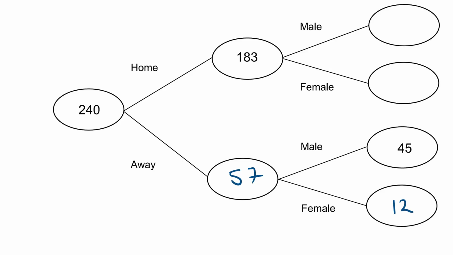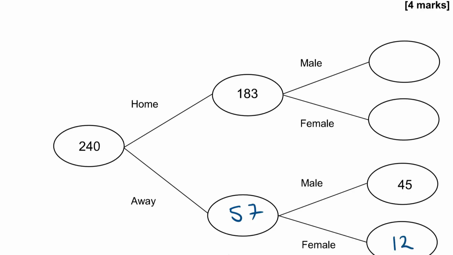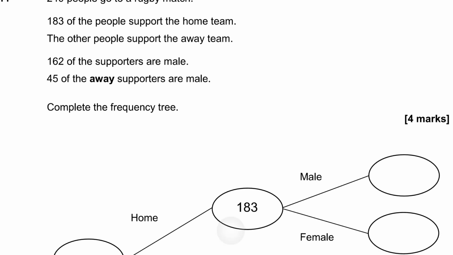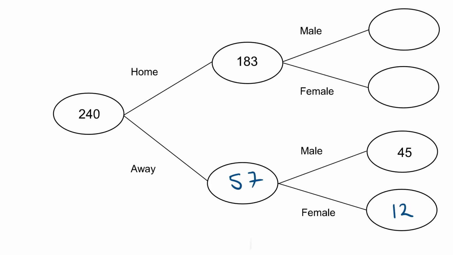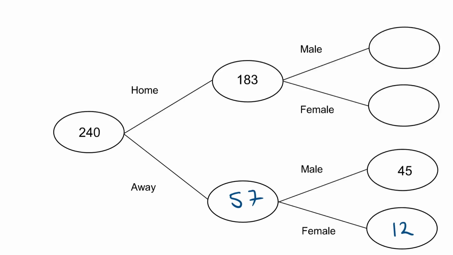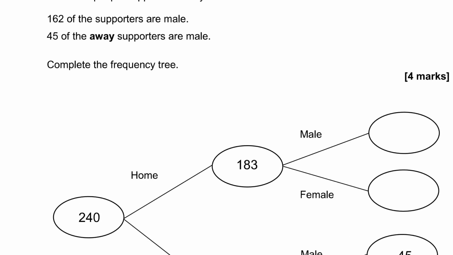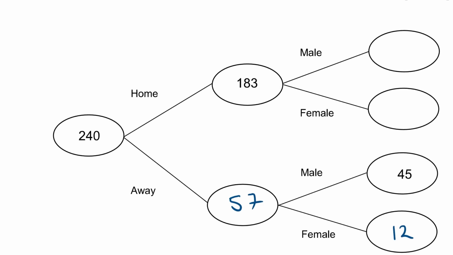Okay, so I've just got the male and females from the home team to place. Now, I was told something about that earlier. I was told that 162 of the supporters are male, and we already know that 45 are away fans. So the rest of those males must be home fans. So what is 162 subtract 45? That is 117. So that means I must have 117 male home fans.